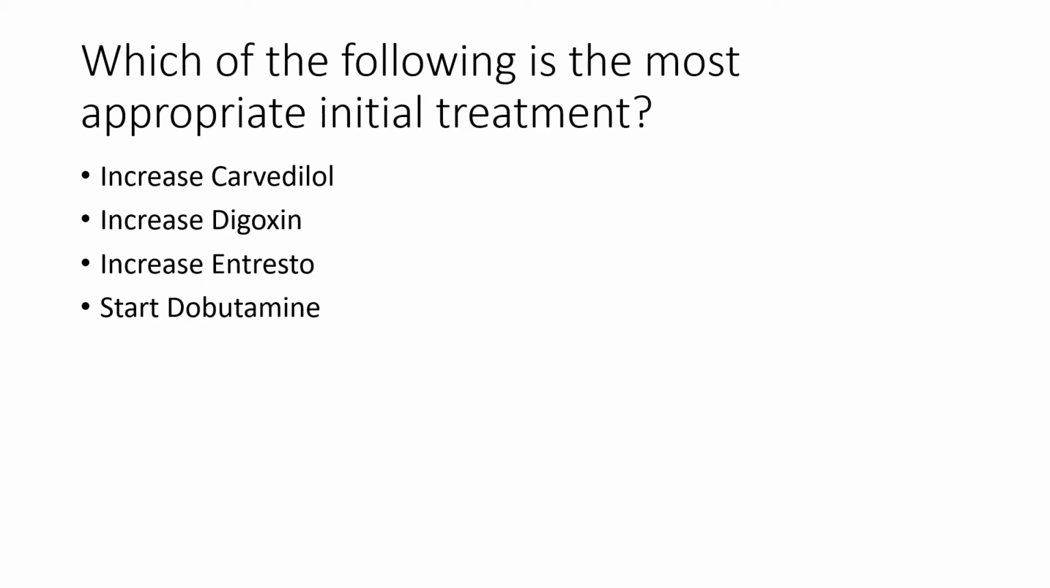So which of the following is the most appropriate initial treatment? Would you increase carvedilol, increase the digoxin, increase her Entresto, or start her on dobutamine? The answer here is to start dobutamine. This is a patient who is in cardiogenic shock, and given her low blood pressures, she's hypotensive, so carvedilol and Entresto would not be reasonable options at this point in time. And although her digoxin level is subtherapeutic, the issue here is that she is in decompensated heart failure, as evidenced by her examination that she's volume overloaded.